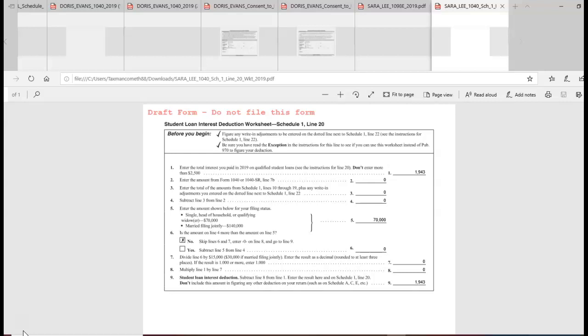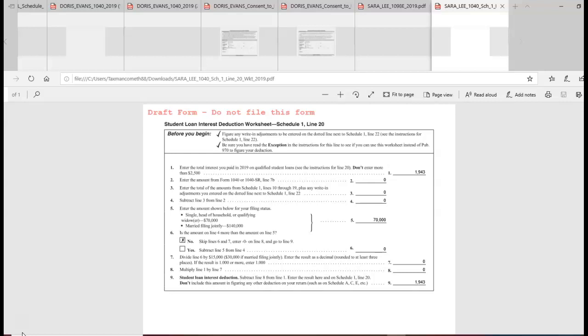So we're about to get started in this video. Like I said, this is the short form when it comes to the student loan interest deduction worksheet. Schedule 1, line 20 is where that entry would go on this particular form. Line 1 says, enter the total interest you paid in 2019 on qualified student loans. It says see instructions for line 20. Well, line 20 is Schedule A. And it says do not enter more than $2,500. So this person had $1,943 in interest paid, so that's what we put on line 1.